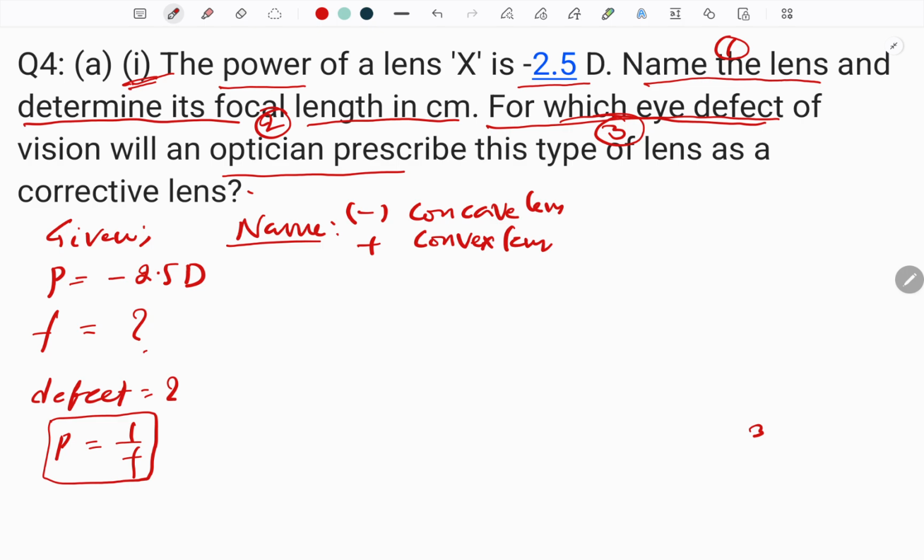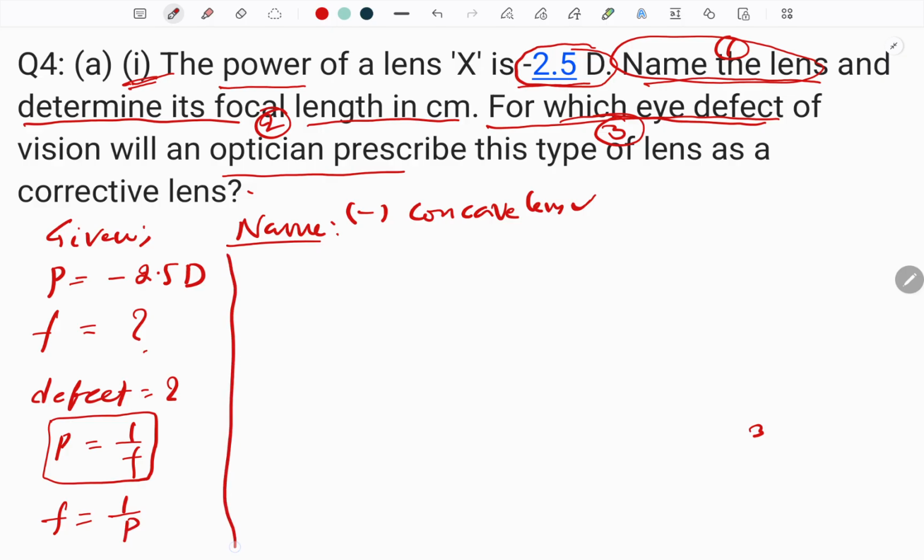So the name of the lens is based on the sign convention. If it is negative, that is concave lens, and if it is positive, that is convex lens. So here power is given with a negative sign, that's why it is going to be concave lens. Now second thing, focal length we have to find out. Focal length formula: f is equal to 1 by p.